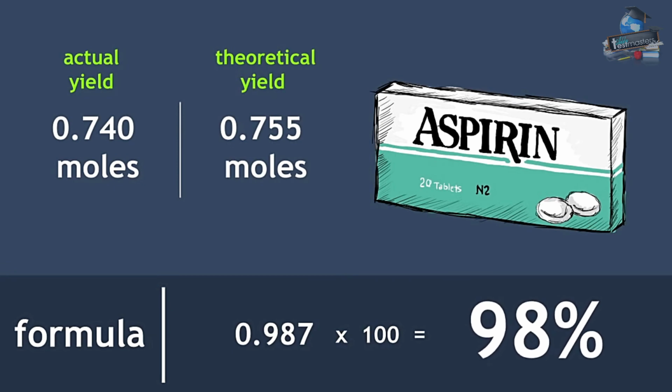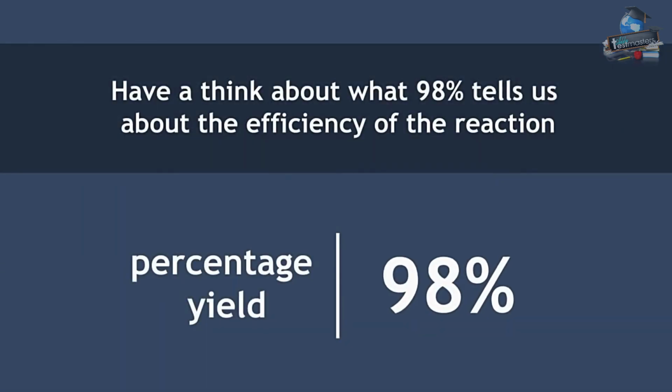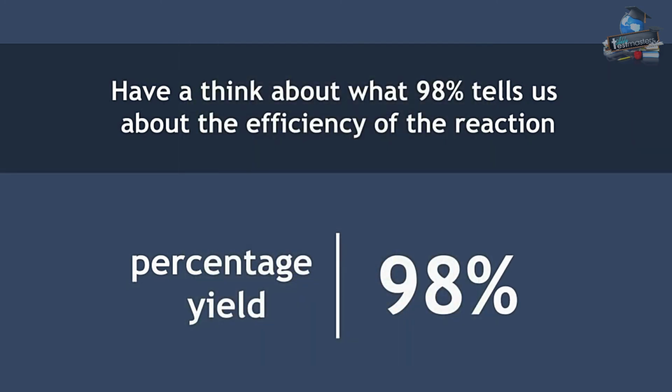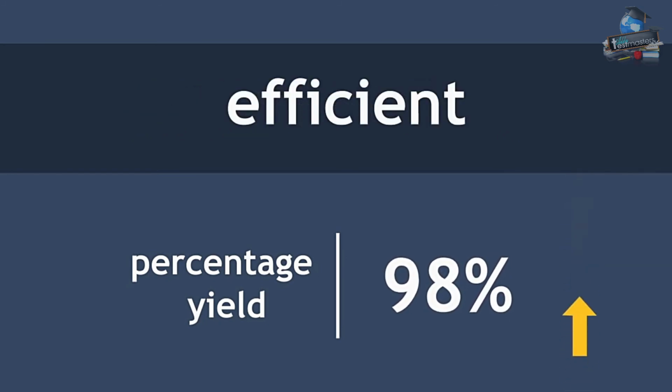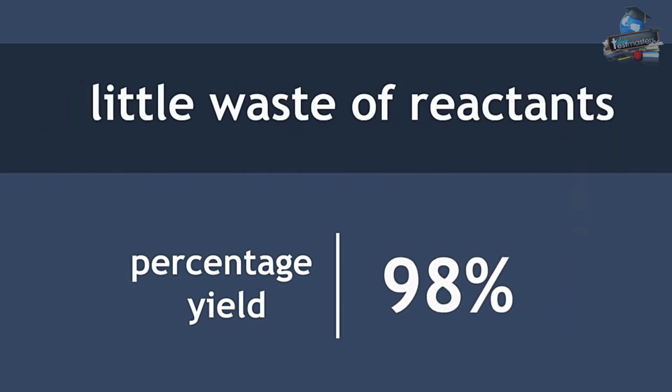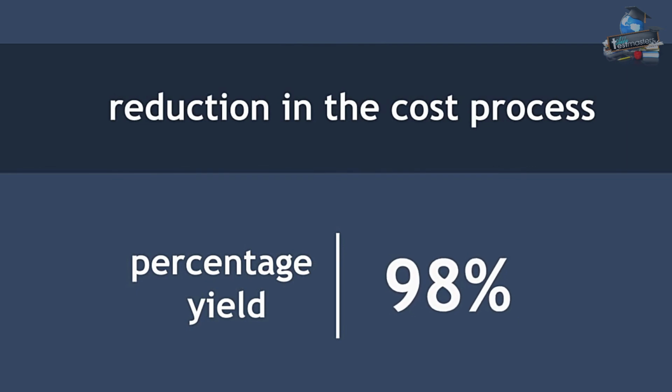Pause the video and have a think about what 98% tells us about the efficiency of this reaction. This percentage yield is high, which tells us that the reaction is efficient with little loss of products, little waste of reactants, and therefore a reduction in the cost of the process.